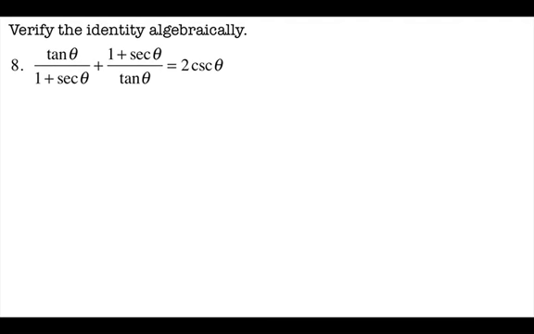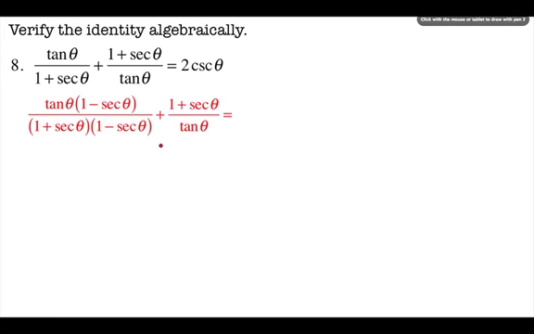Number 8. This one's a little bit long, but it is what it is. So let's go ahead and do it. So what I'm going to do, I'm just going to focus on this fraction here. So what I did is I multiplied top and bottom by 1 minus secant theta. I multiplied basically by 1, which is 1 minus secant theta over 1 minus secant theta.